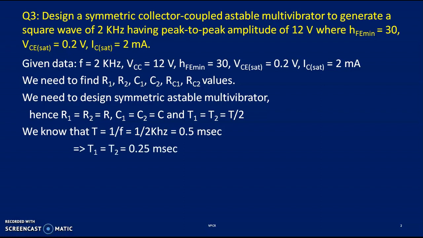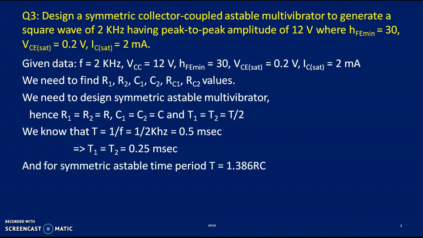So now T1 equal to T2 equal to, as per that equation, T by 2, that means 0.5 by 2, that is 0.25 millisecond. So as of now, we derived the time period of the expected output from the given frequency data. And we know for symmetric astable, the time period is given as 1.386 into RC. We derived this expression in the astable multivibrator time period derivation part, that we already discussed in the video.